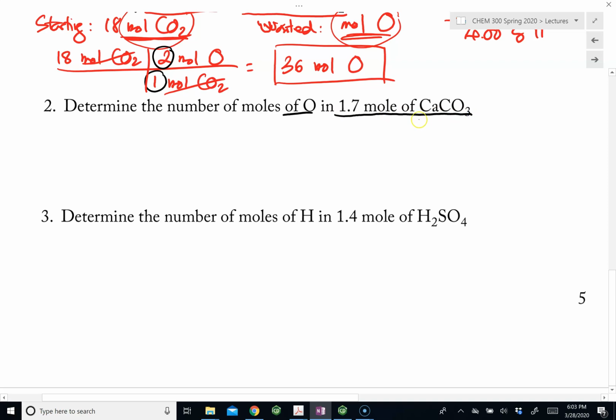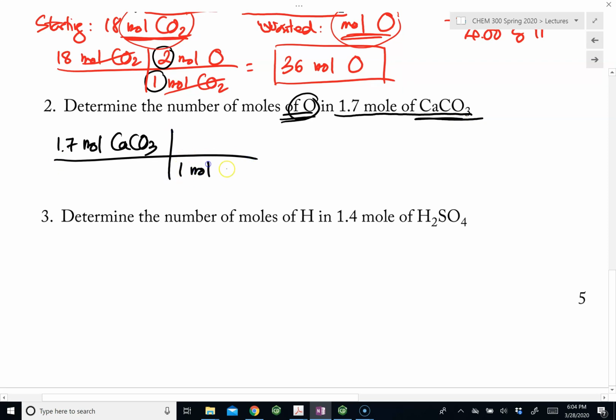So in this case, we start out with a mole of calcium carbonate, and we're asking to convert this into mole of oxygen. So our starting unit is then 1.7 mole of calcium carbonate. And we need to convert this into mole of oxygen. And we would then see that in calcium carbonate, for every 1 mole of calcium carbonate, there would be 3 mole of oxygen. And that will be the conversion factor that we have to use. So in this case, where for every 1 mole of calcium carbonate, there will be 3 moles of oxygen.